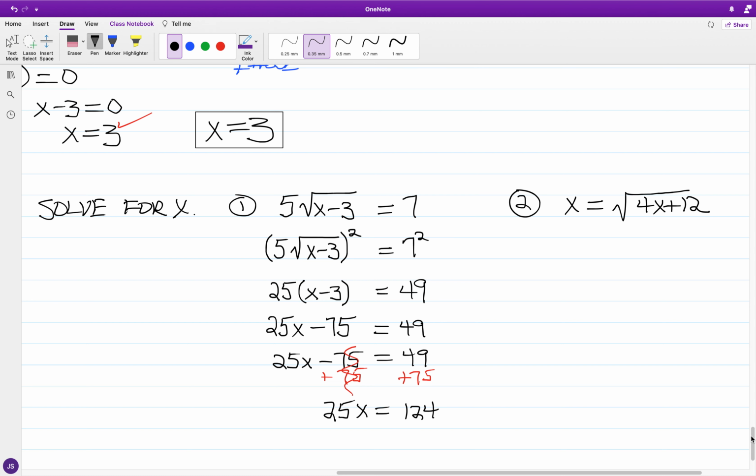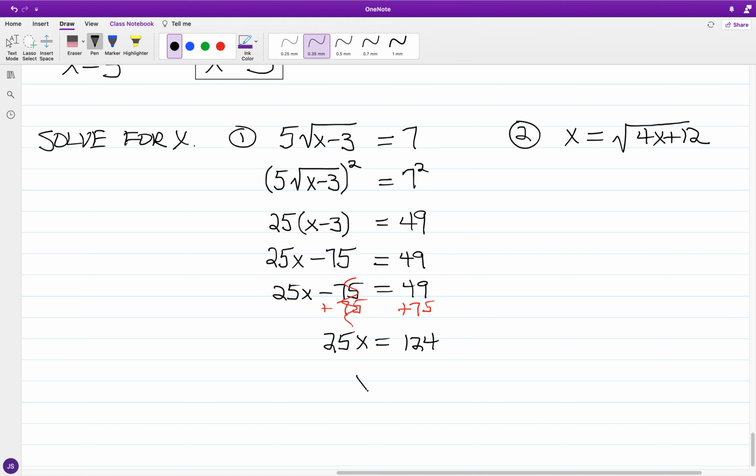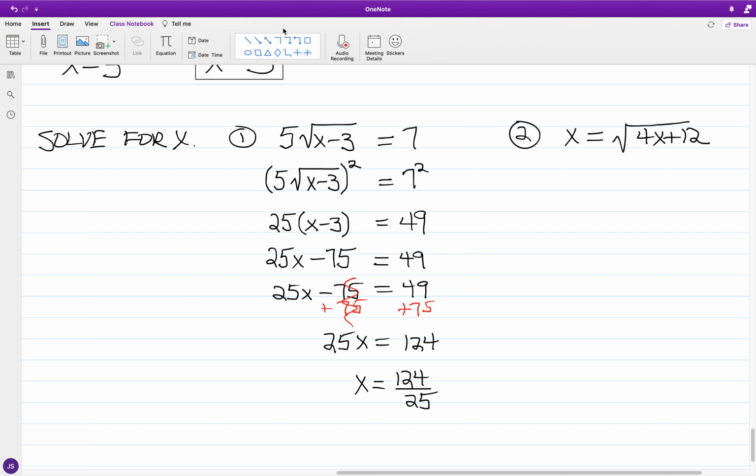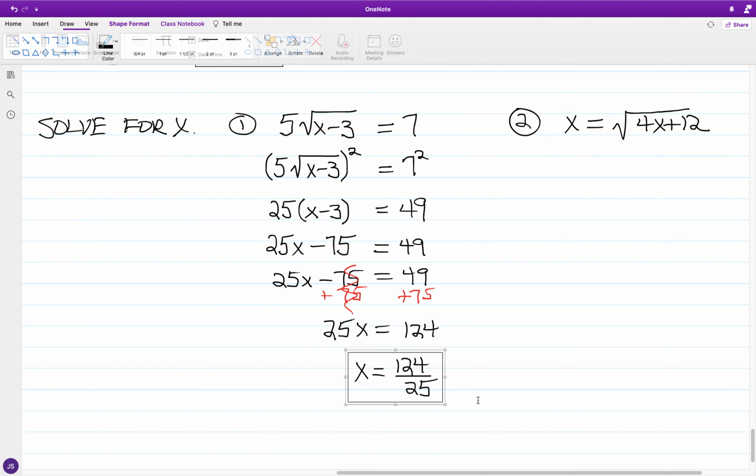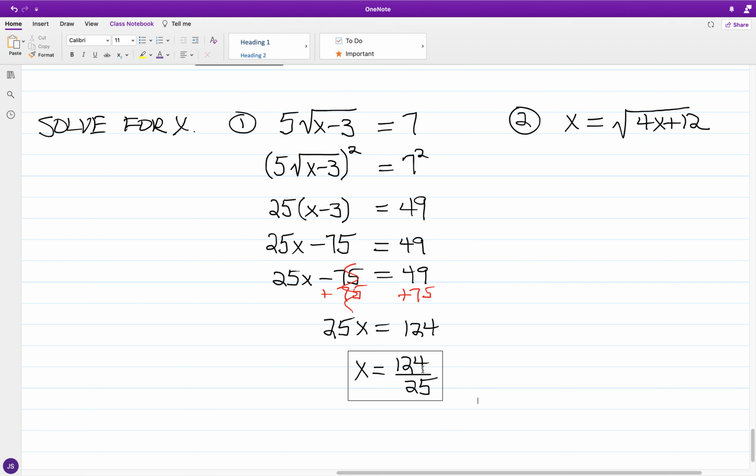And we have, with division by 25, for x, this will be equal to 124 over 25. And this ratio is already in simplest form. So your missing value for x is 124 25ths.